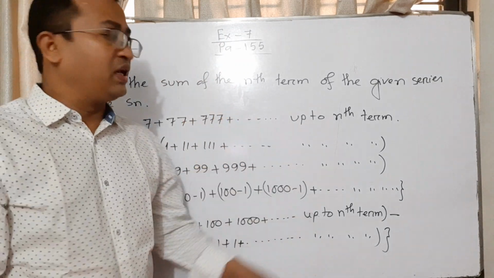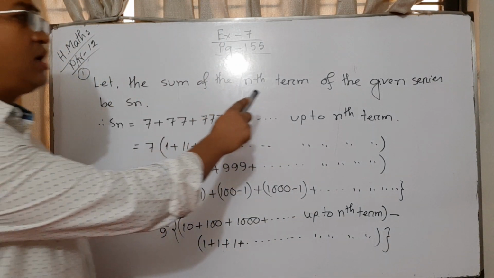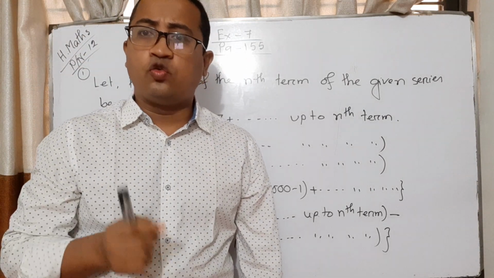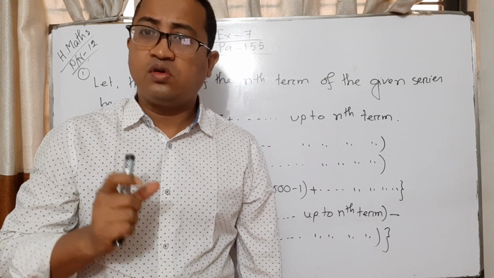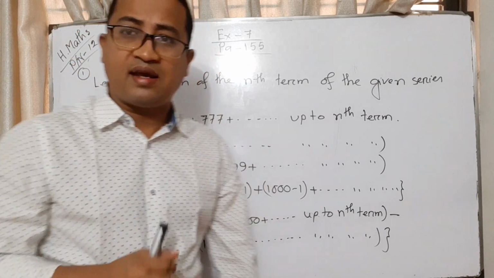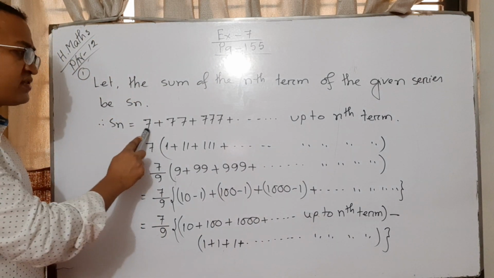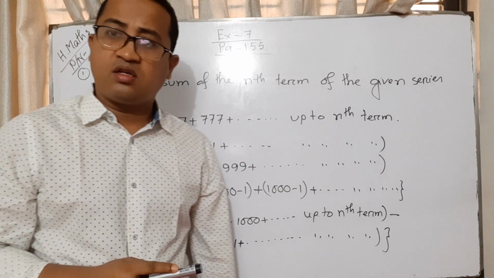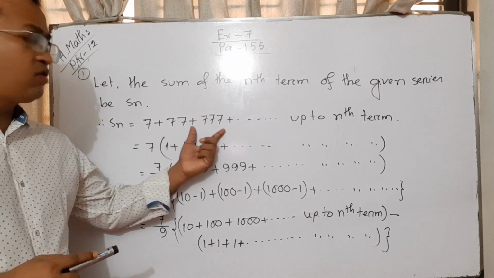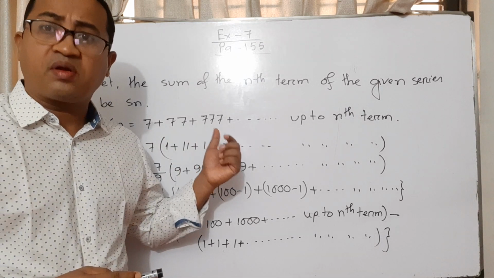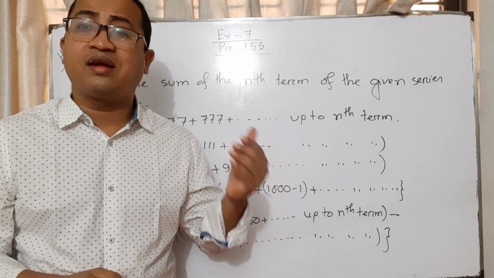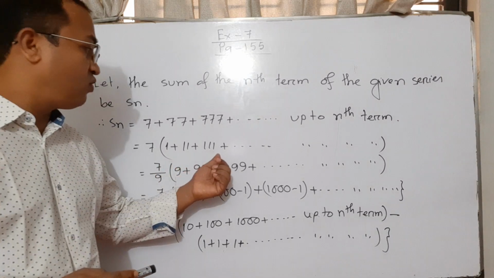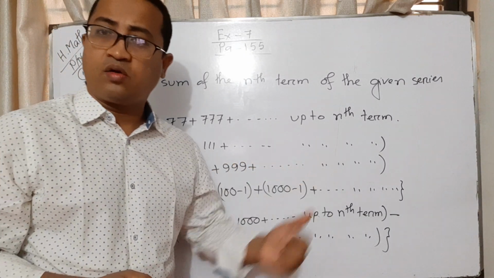Look at the board, all of you please. Let the sum of the n term of the given series be Sn. The given series is an infinite series, so we take the sum up to the n term. So we can denote it as Sn equal to 7 plus 77 plus 777 plus ... up to the nth term. Now look, we can take 7 common from every term. So it will be 7 times 1 plus 11 plus 111 plus ... like this.